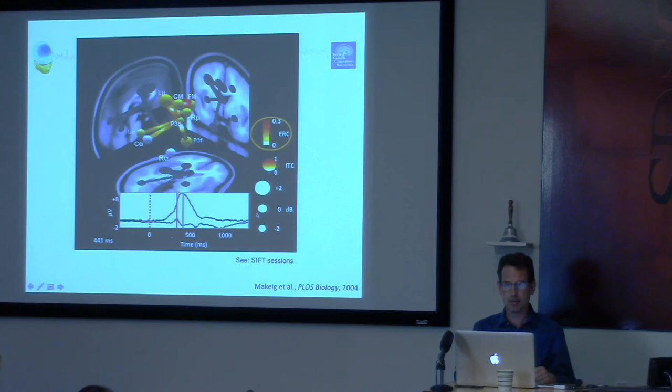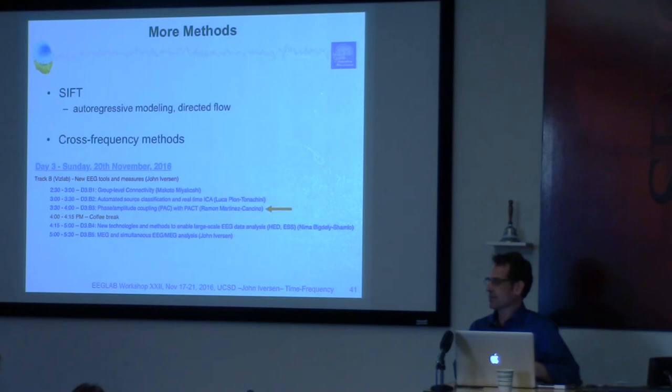And then finally, this is really just the beginning. These are, I wouldn't say antiquated methods, they're well-worn, but there are a number of issues with coherence. It's not the greatest method. First of all, looking at coherence between channels rather than sources is a bad idea because we have so much mixing at the channel level. So a lot of coherence is spurious, it's just because of the volume conduction.